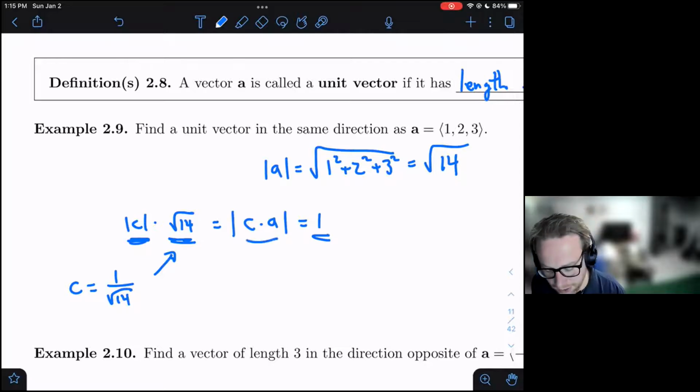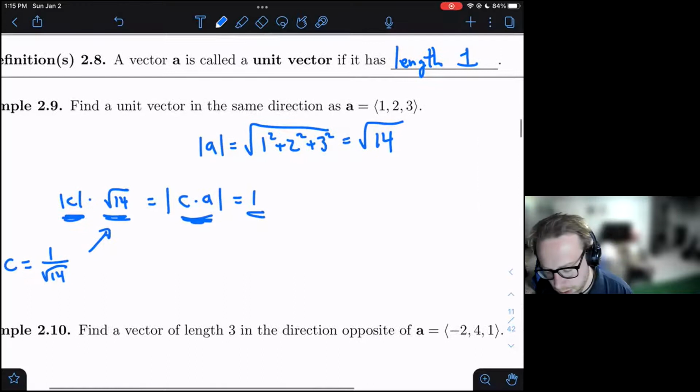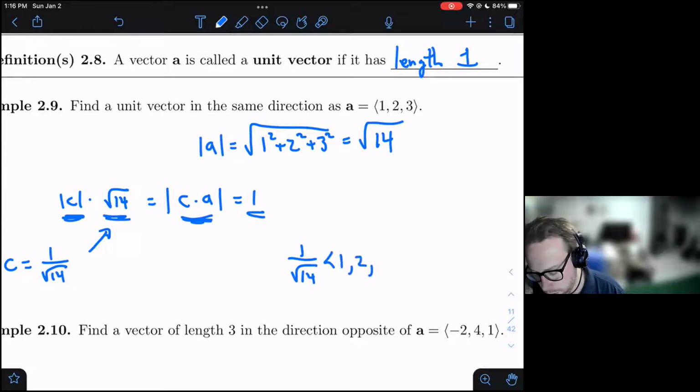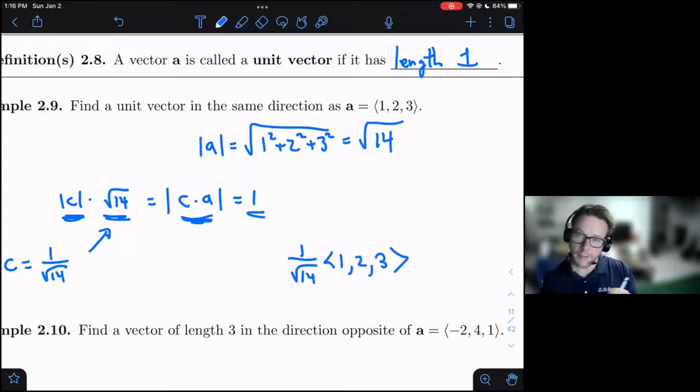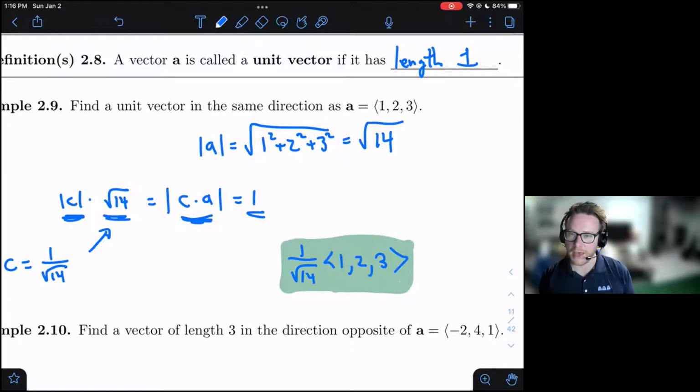So what is the vector that I should start with that is in this same direction, but just scaled to have a length of 1? Well, it's going to be 1 divided by root 14. That's my C times A. So 1, 2, 3. Now, by the way, WebWork was perfectly happy with this answer. If you have a problem similar to this in WebWork, you can just type that in and that's perfectly fine.